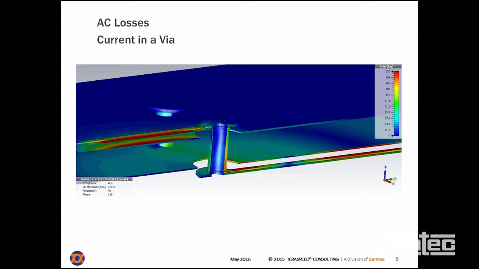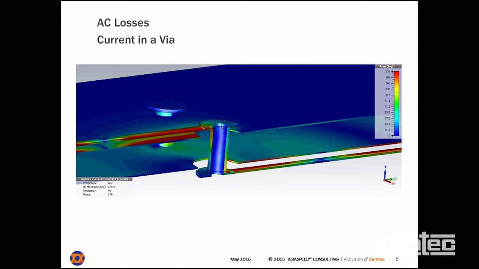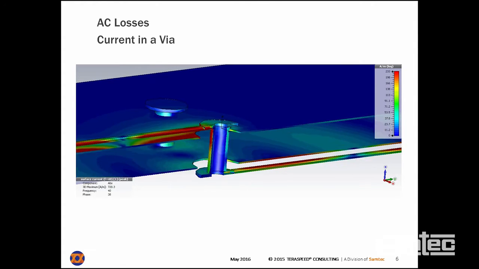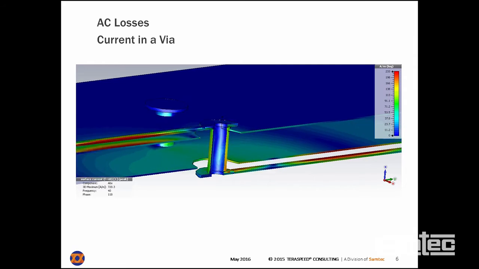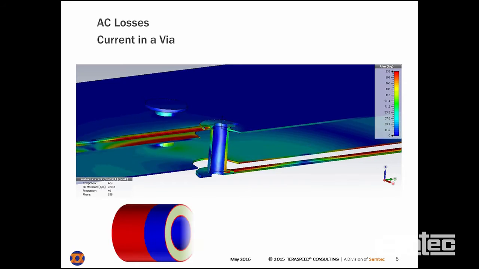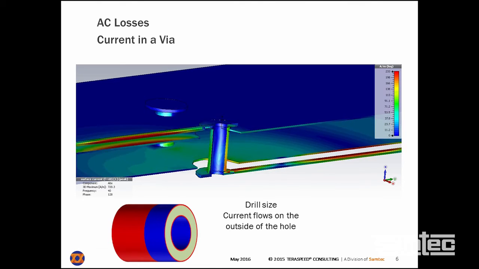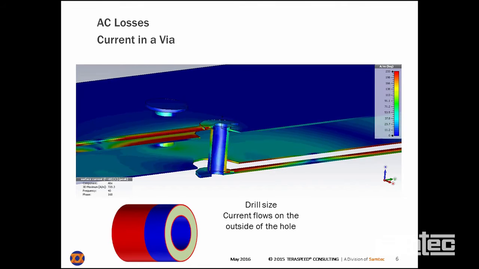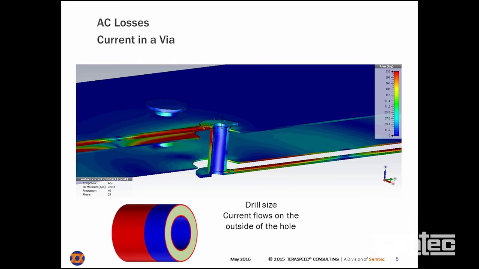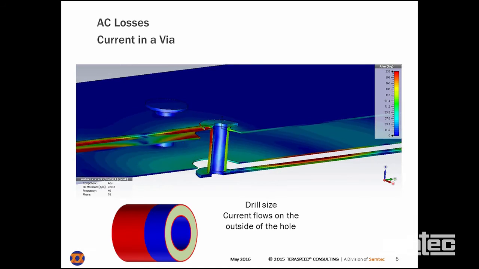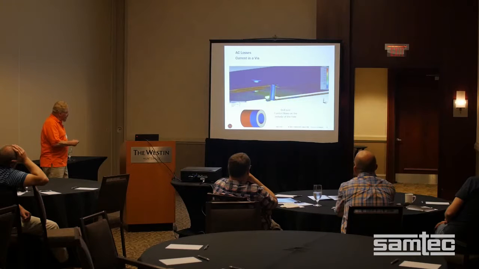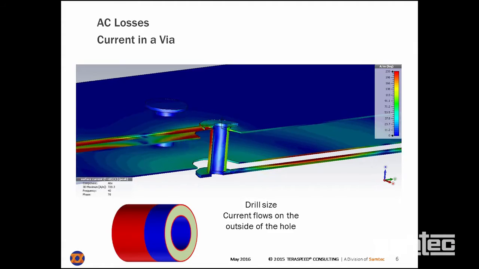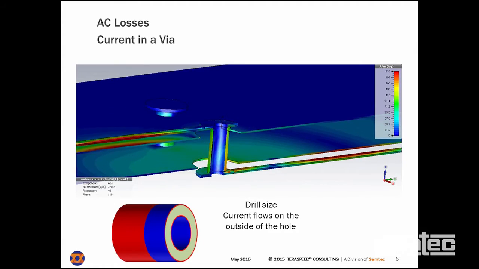Next thing is, where does the current flow in a via? Does it flow on the inside, the outside? What if the via is completely filled? What if it's capped? A little hard to see, but the return current, look, on the via, where does it flow? On the outside of the via. It does not flow on the inside of the via.